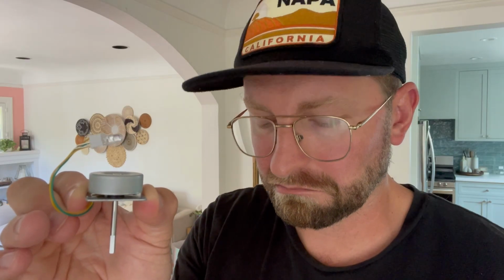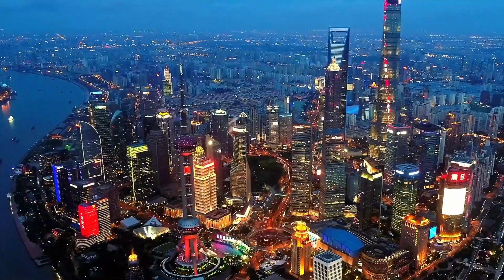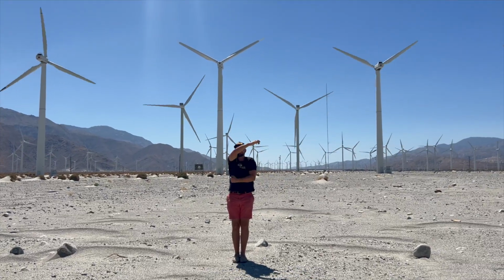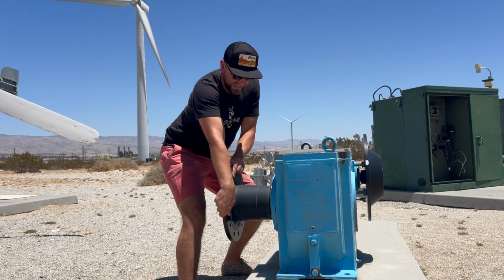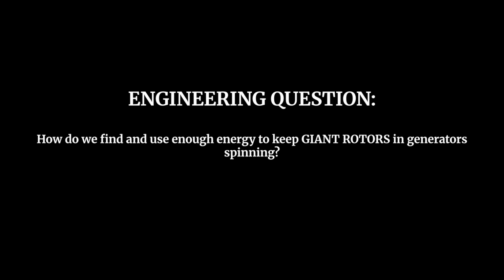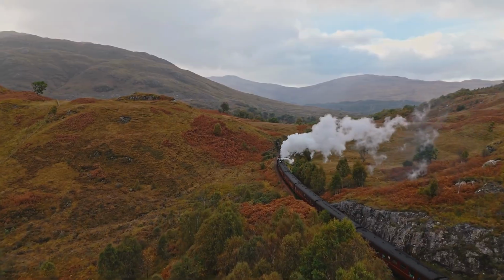The problem with this is that if the wire stops spinning in the magnetic field, the electrical current stops. So, in order to keep powering a society, generators must keep spinning. And that takes a lot of energy, especially for the size generator that we need. And here's where the engineering question comes in. How do we find and use enough energy to keep giant rotors spinning without slowing down or stopping indefinitely? Believe it or not, when people discovered how to generate electricity in the 1700s, they already had their answer.